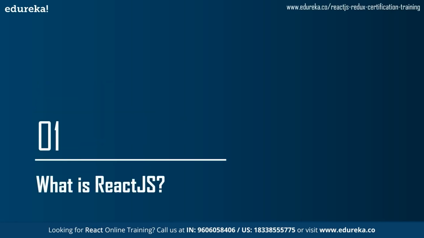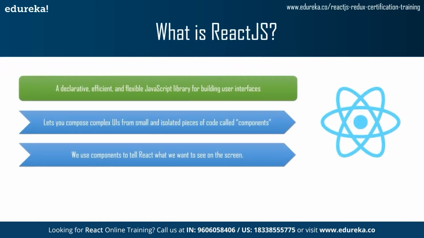As we are going to discuss ReactJS projects, it's good to brush up with ReactJS for a while. So starting with what is ReactJS? ReactJS is a declarative, efficient, and flexible JavaScript library for building user interfaces. ReactJS follows a component-based approach, so it lets you compose complex UIs, or the user interfaces, from small and isolated pieces of code called components. We use components to tell React what we want to see on the screen. When our data changes, React will efficiently update and re-render our components.